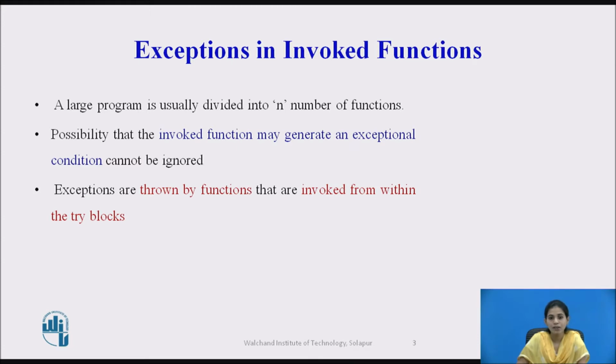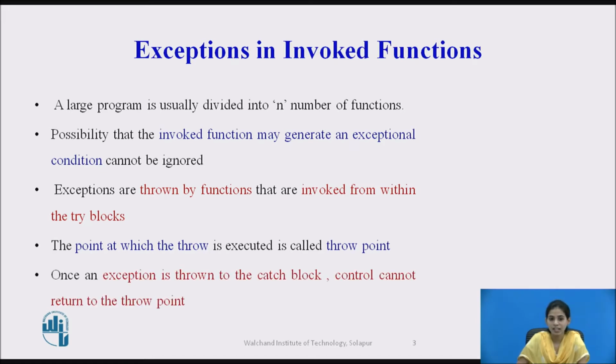After generating an exception in the function, that exception is thrown by the function that is invoked from within the try block. The point at which the throw is executed is called the throw point. After throwing an exception to the catch block, the control cannot return back to the throw point.